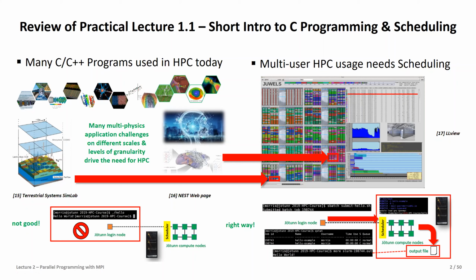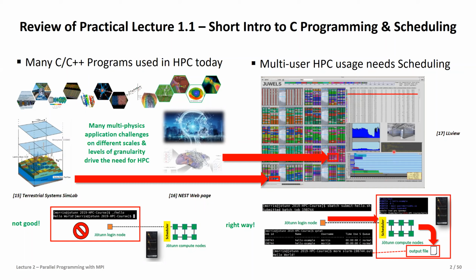Now, this in parallel can have different meanings. It refers to whether I have lots of message exchanges between those cores, which is the key of the lecture to understand today, or whether it is just a high throughput job where you have not much communication between those cores. But for all of them, if you want to use an HPC system today, mostly you will always find a scheduler.